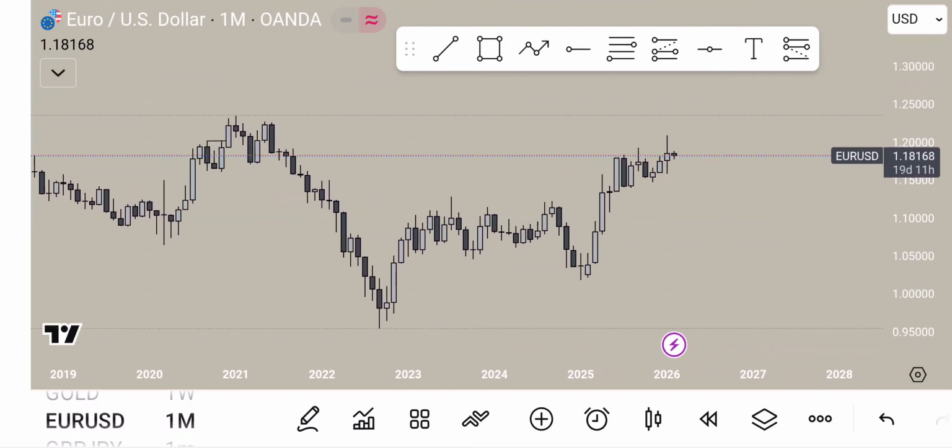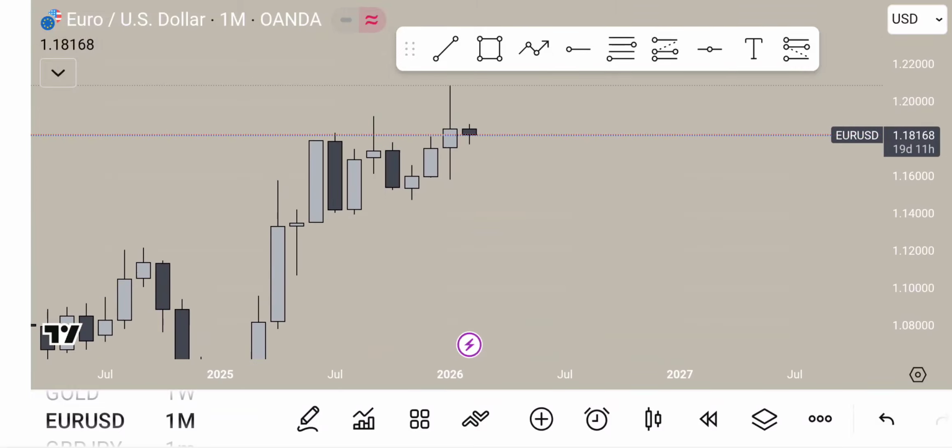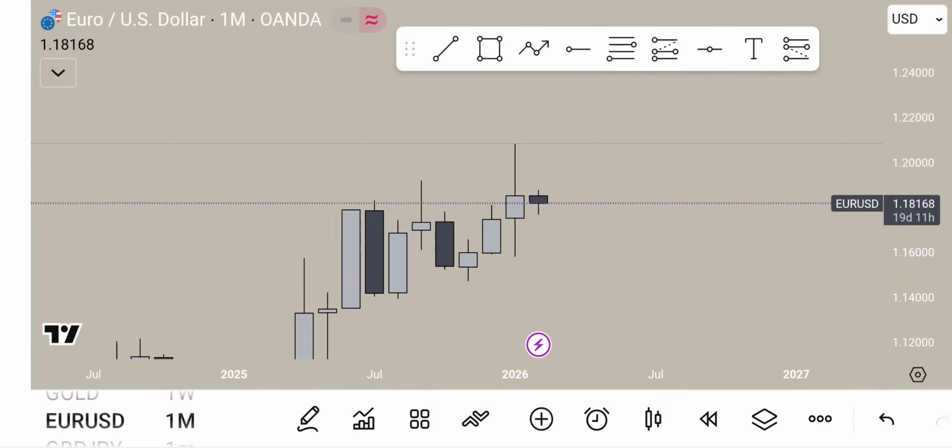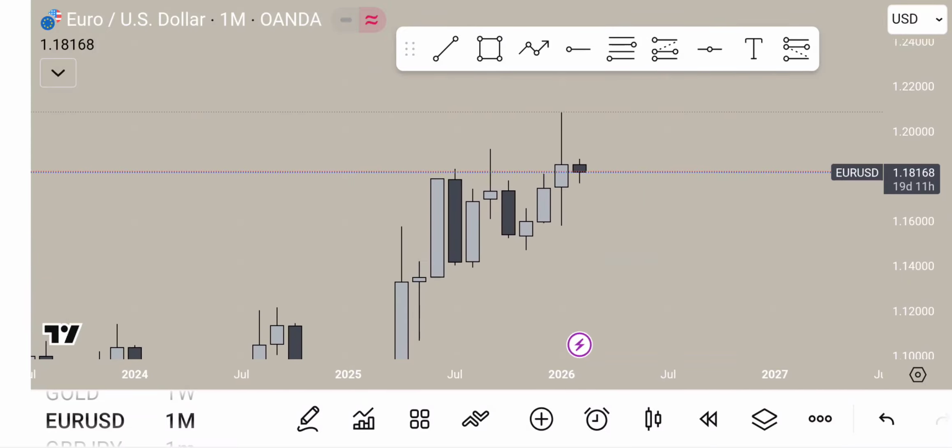I should be expecting to sell GBPUSD. I should be expecting to sell any pair that is traded with USD. When USD is rising, you have to sell it, and when USD is falling, you buy.